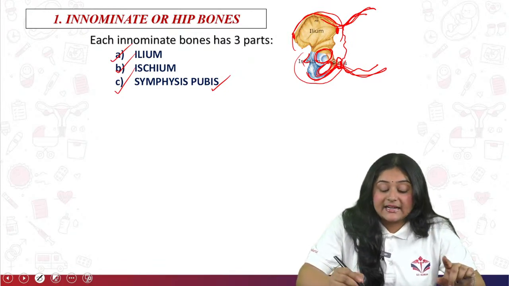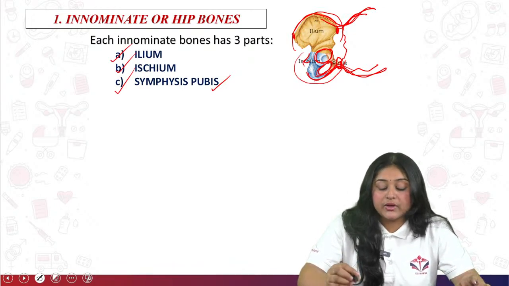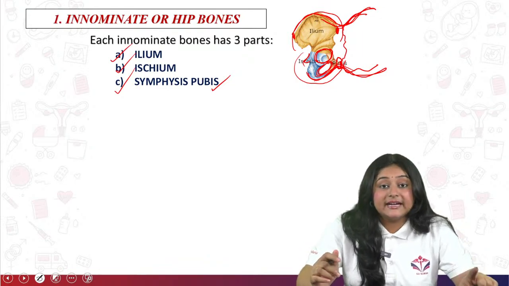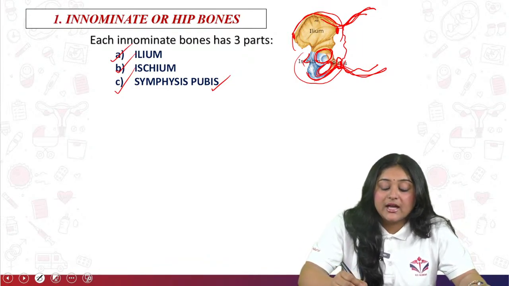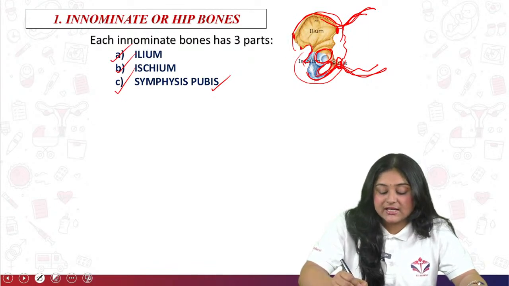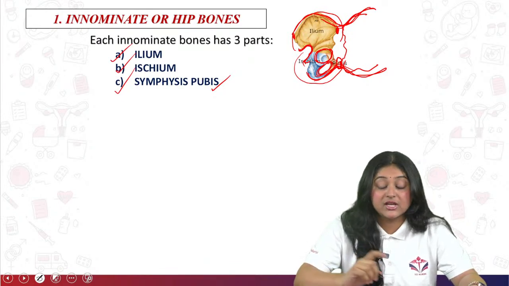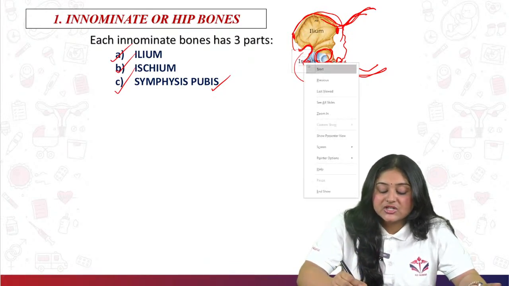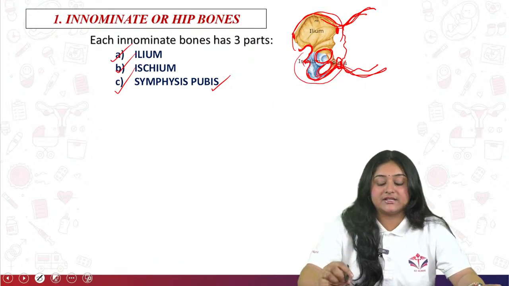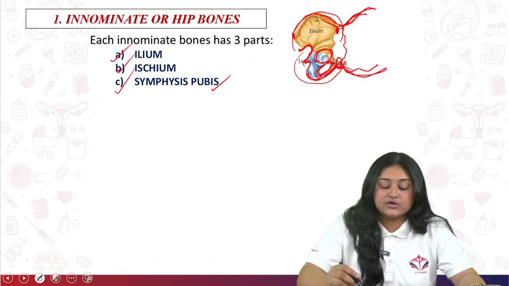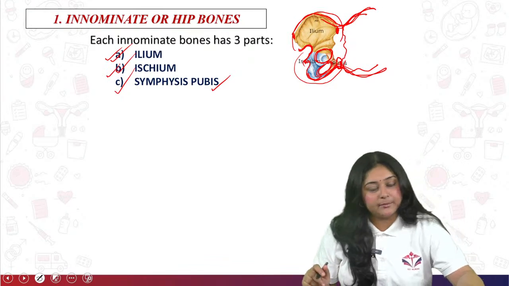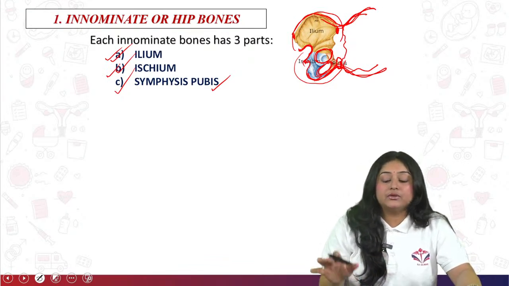One more thing is there, that is the sciatic notch. The sciatic notch is divided into the greater sciatic notch and the lesser sciatic notch. The greater sciatic notch extends from the posterior inferior iliac spine to the ischial spine. The lesser sciatic notch extends from the ischial spine to the ischial tuberosity. This sciatic notch is present in the ilium and ischium part. So that is all about the hip bone.